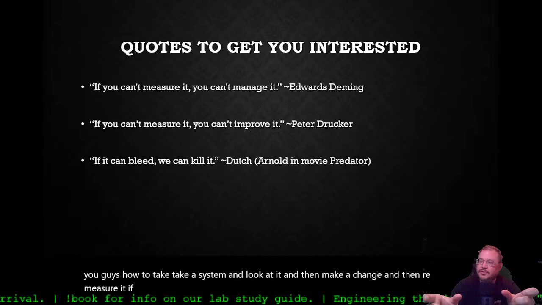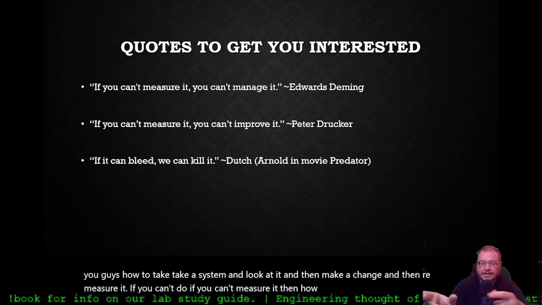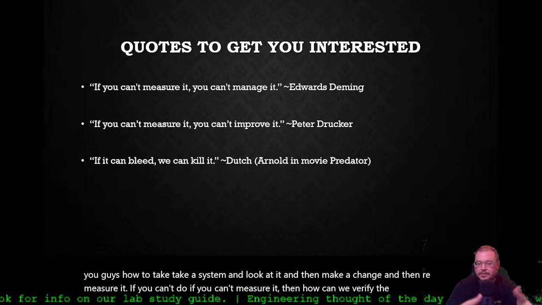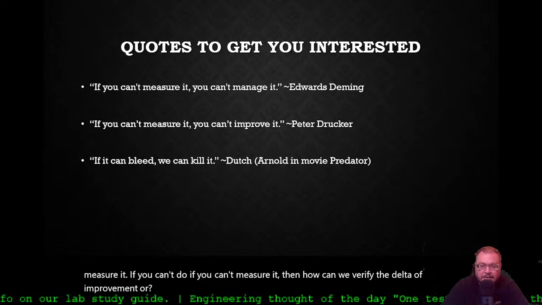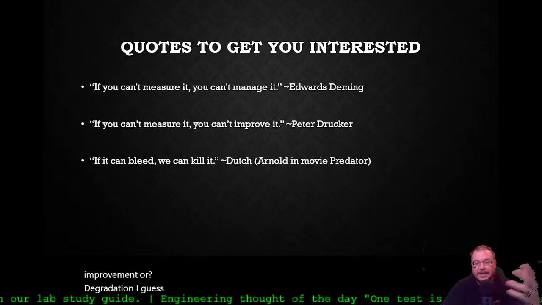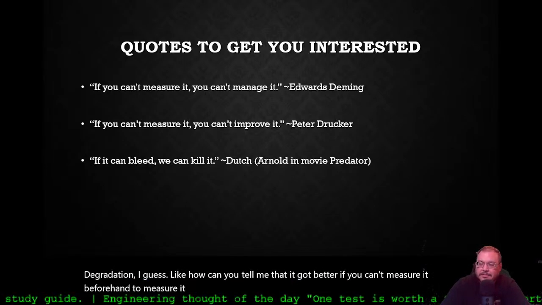If you can't measure it, then how can we verify the delta of improvement or degradation, I guess? How can you tell me that it got better if you can't measure it beforehand and measure it afterward? That's all right.